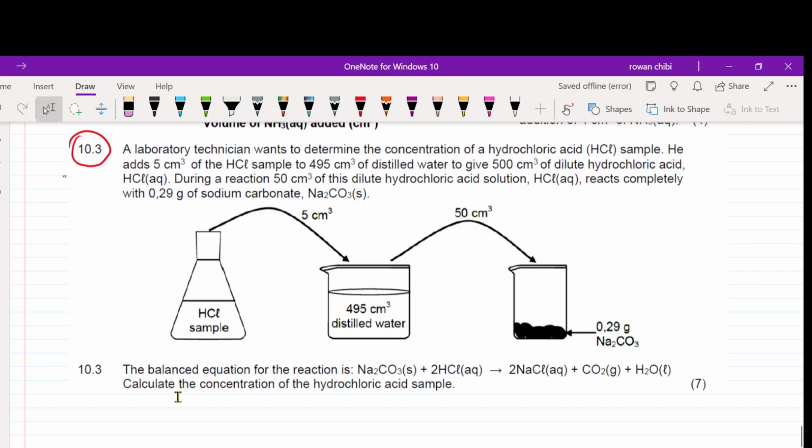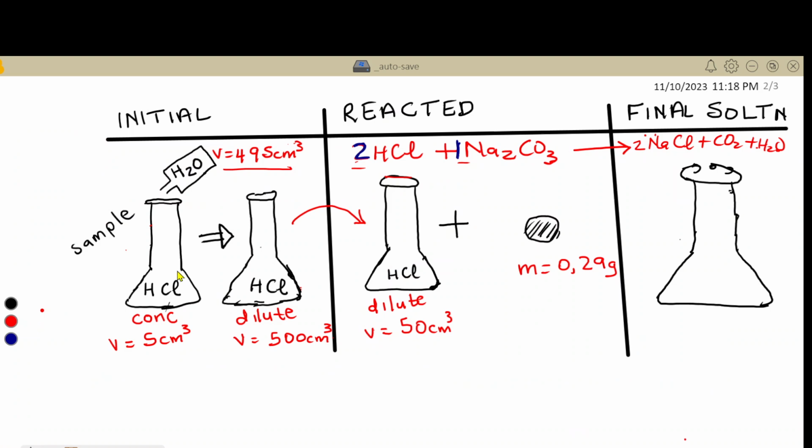Now let us calculate the concentration of the hydrochloric acid sample. So we want the concentration of the concentrated HCl, or the concentration of the HCl sample. So this is the information that they gave us. I just want to give you the picture. We're not given anything on the final. It's just this part and this part. So let us start here. How can we find the concentration of this concentrated HCl?